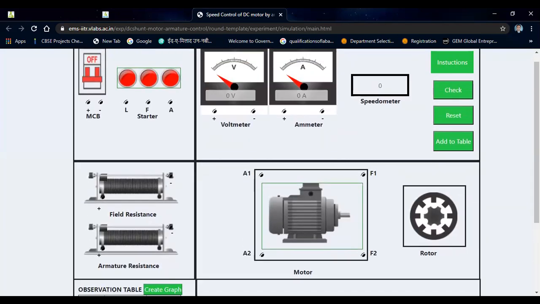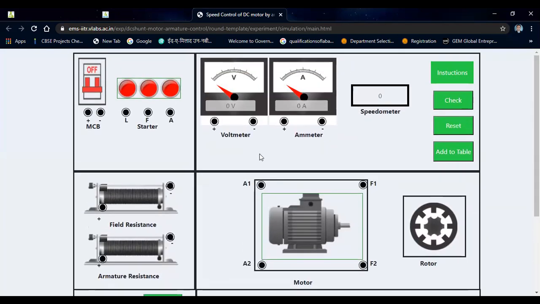Again the connection is similar to the field control method. Here this negative point is nothing but a positive. Here we consider it as positive, and positive is considered as negative as far as our diagram is concerned. So similar to the previous circuit diagram, we have to connect it. Now here positive of the MCB is connected to L as in the diagram. Then F is the field point of the starter.